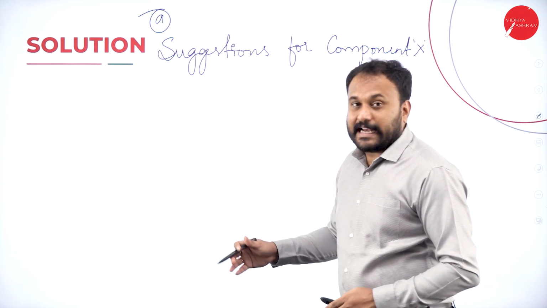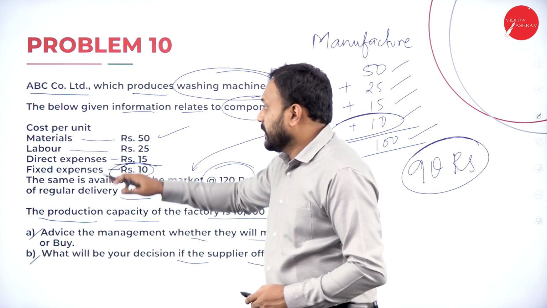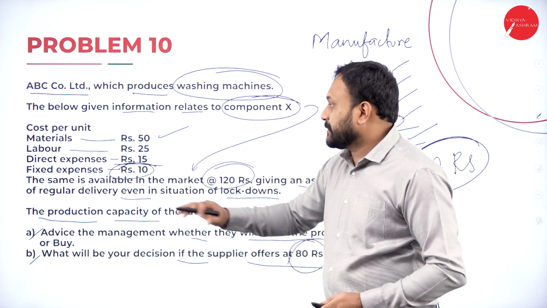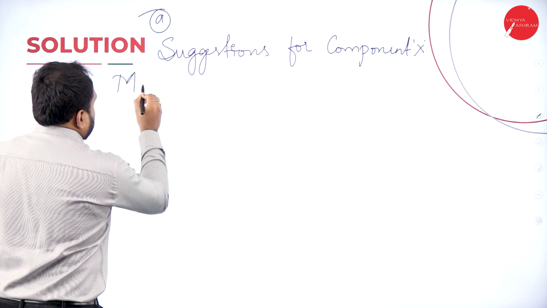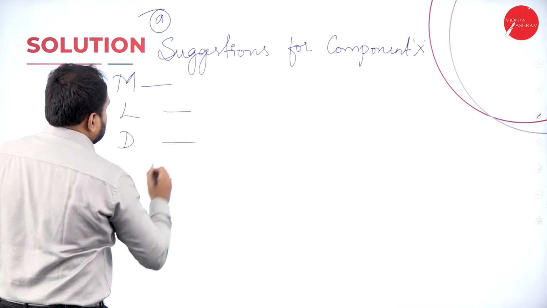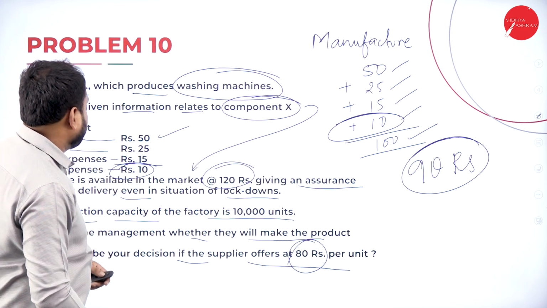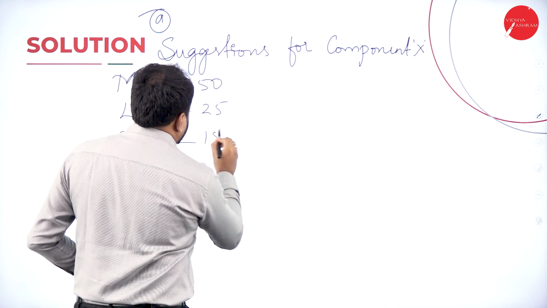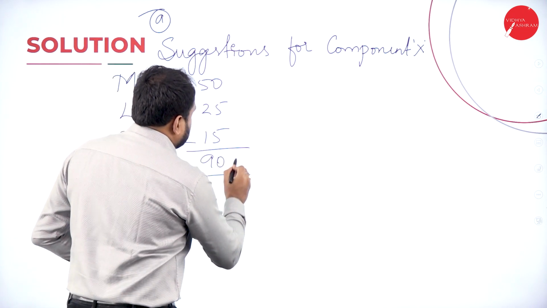So let's check what exactly the question is all about. Here we have calculated material, labor, direct expenses. So you will write down material, labor, direct expenses. These are 50, 25 and 15. So you will calculate this, and you get 90 rupees.